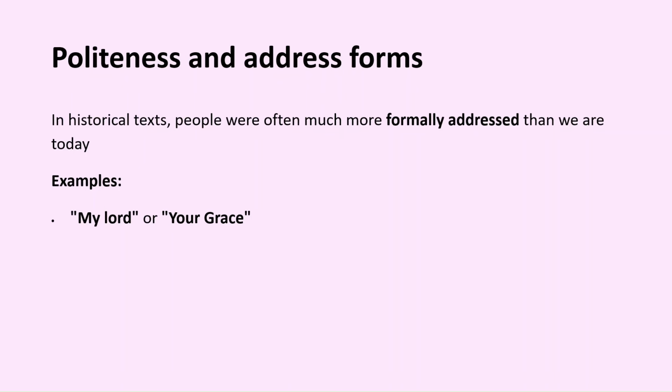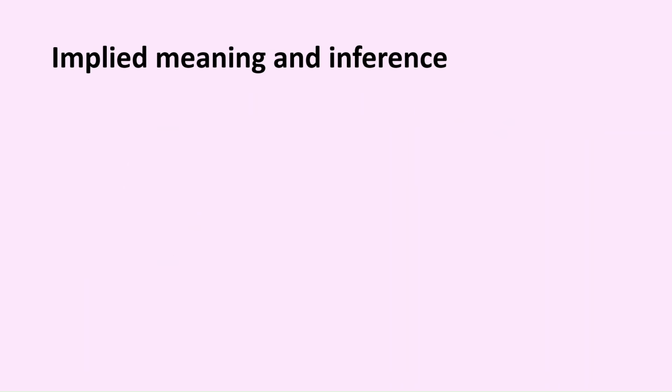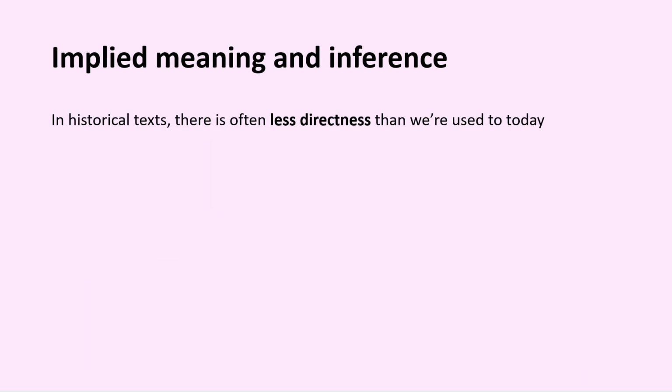For example, my lord and your grace were used as forms of address to those of a higher social rank. Sir and madam were used much more frequently in the past, especially when speaking to strangers or those in authority. In historical texts, there was also often less directness than what we are used to today. Speakers often expected the listener to infer meaning based on shared knowledge or social norms. For example, if you said, if you wish, you may consider my offer, what you actually meant is that you should consider my offer.